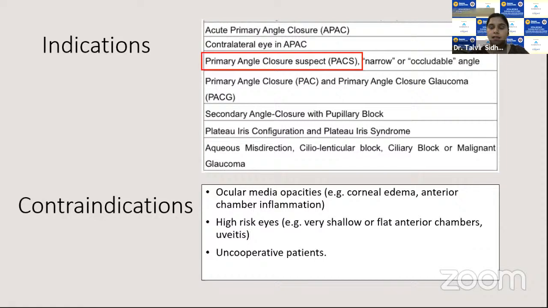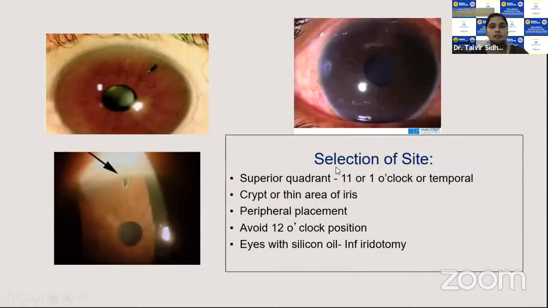Otherwise, aqueous misdirection or even sometimes pigmentary glaucomas, pigment dispersion syndrome, where there is a reverse pupillary block, PI is needed. Contraindications to PI are media opacities, very high risk patients like flat anterior chambers, or uncooperative patients. When you select the site of the PI, usually the 11 to 1 o'clock is the selected site because that is covered by the eyelid.